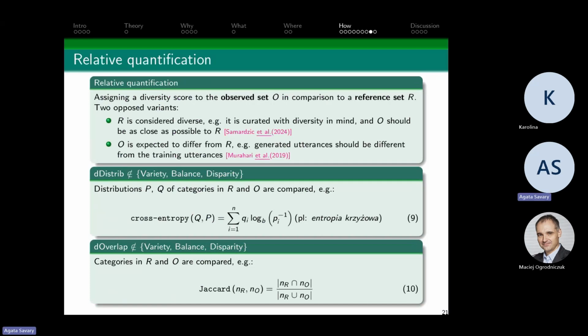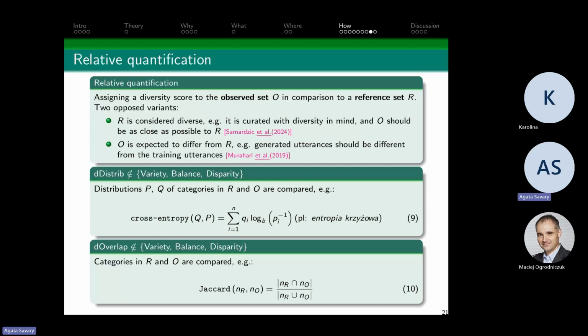Another scenario is the opposite. It says, okay, I have a training corpus, and now I have a generative system, and I would like the system not to generate the same sentences as the training set, right? So the output is diverse if it is very far away from the reference set. You see? Okay, and in this context, we saw two different families of measures. One is distribution. So basically, we take the cross entropy. So it's like entropy, only the probabilities here are across, right? So it's the probability of each category of the reference set multiplied by the probability of the observed set, right?